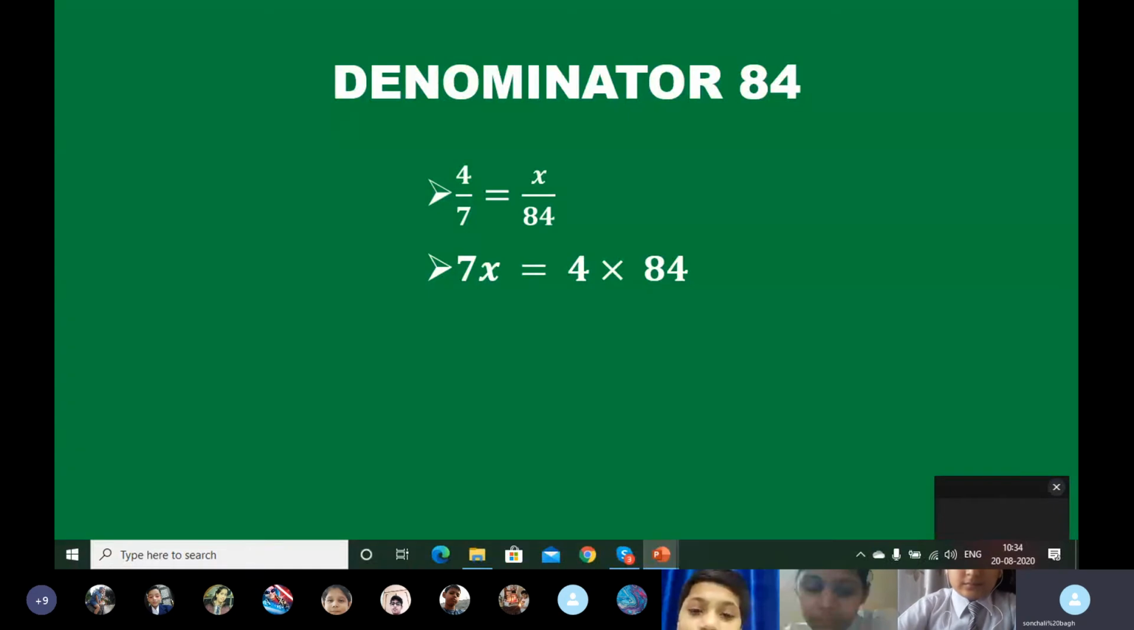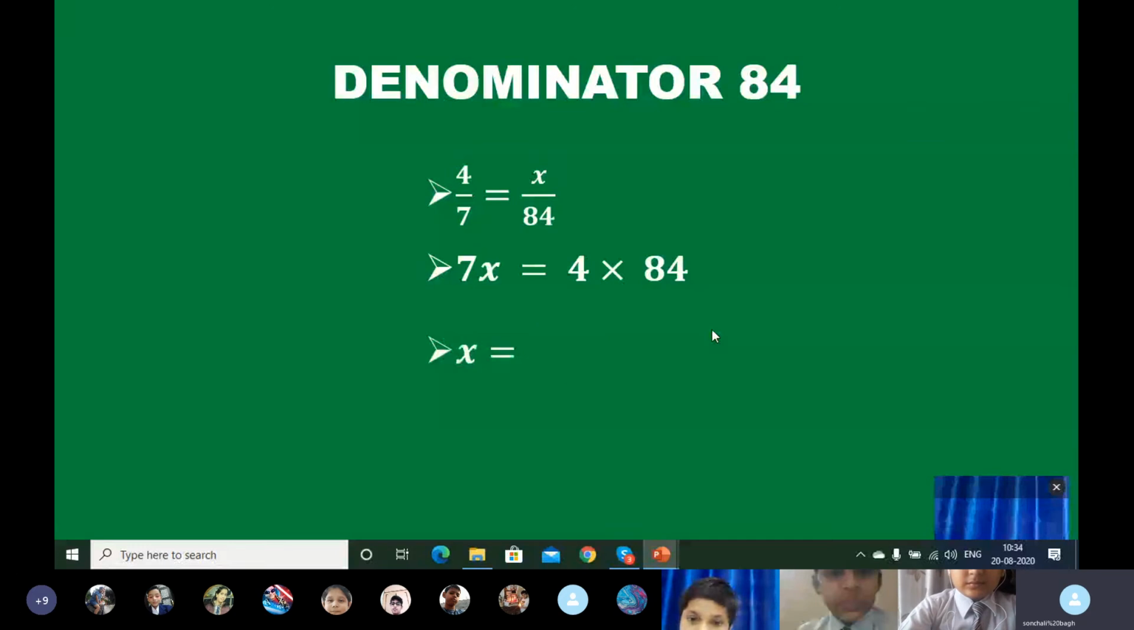4 into 84 upon 7. We will take 7 to the RHS side. Now we can simplify. So BODMAS, we will divide 84 by 7. So it gives us 4 into 12, and then x is equal to 48. Any confusion till here?